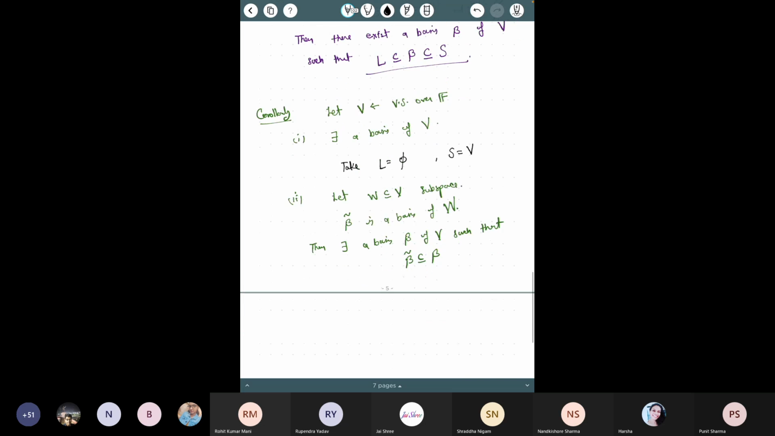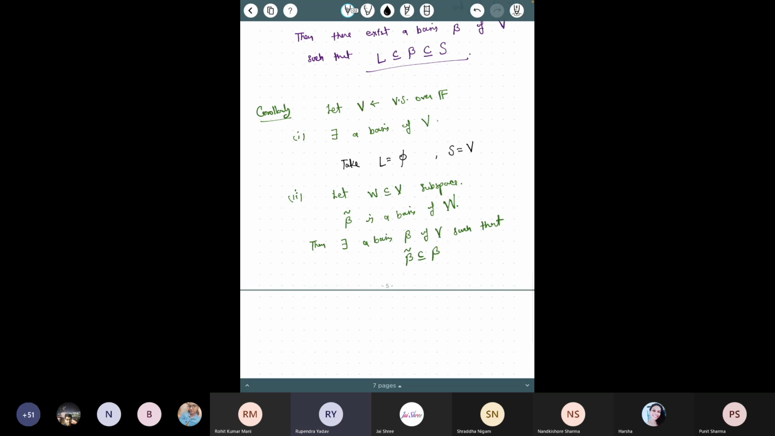Now, how would you prove this using the same result? So take L equal to B tilde, and what will S be? S equals W. S is equal to V. And S, again, yes, sir, S equals B. So why would S equal to W not work?